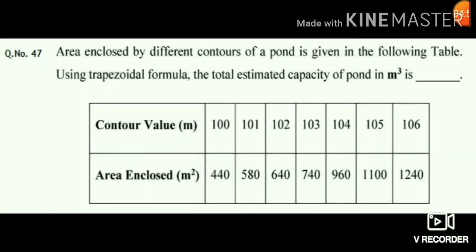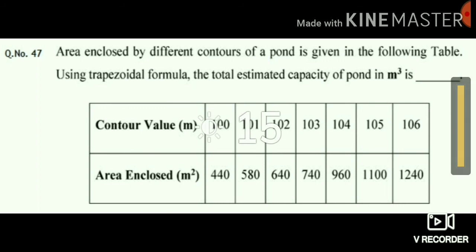The very easy question that is based upon the trapezoidal rule. You simply have to remember the trapezoidal rule formula, and areas values are given, A1, A2 values are given, and contour interval is given, that is 1. The contour interval you can simply see that is 100, 101, 102, 103. So contour interval is 1. So you can easily multiply the area with the height, and you can get the estimated capacity, means volume of the pond.